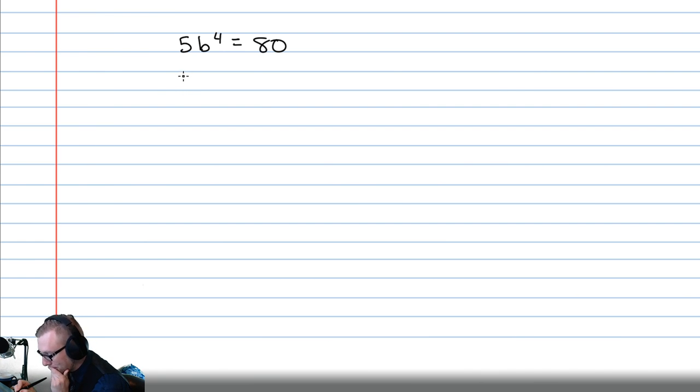Okay, next little bit of factoring here. Factor this one. Okay, put 80 on the other side. Okay, good. So what do you get? I want you to read it out for me. 5b to the power of 4 minus 80 equals 0. Good. Okay. So now what? And factor.